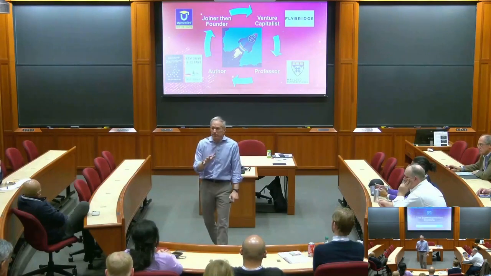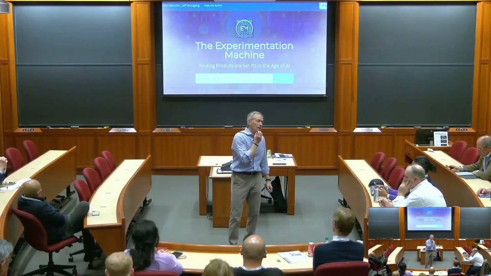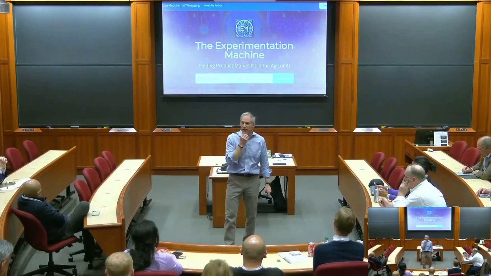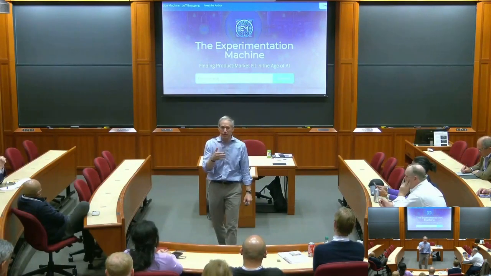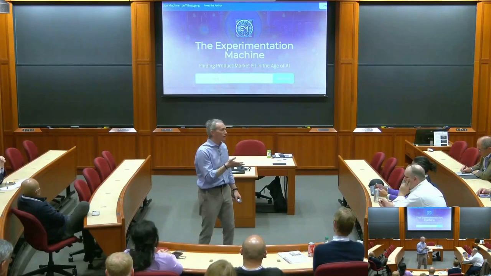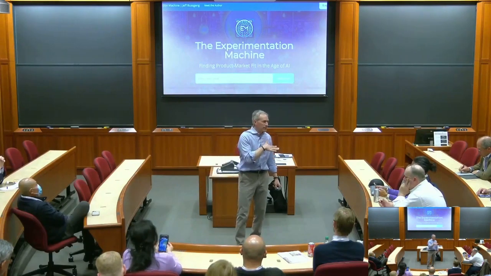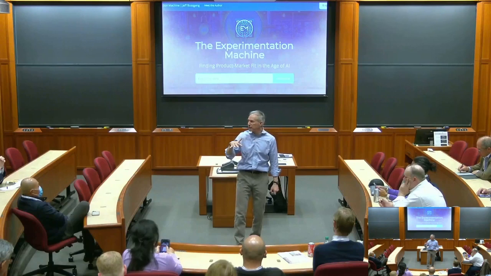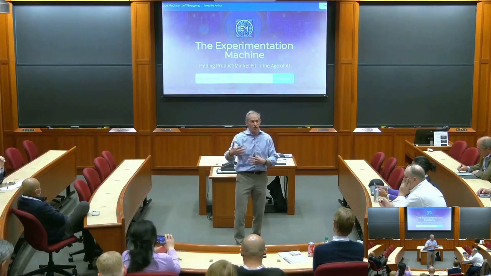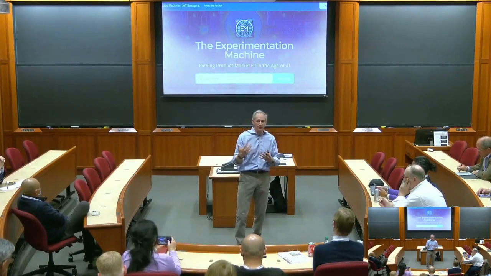I've written a couple books, and I'm actually in the middle of writing a third book about the impact of AI on product market fit. It's called The Experimentation Machine, Finding Product Market Fit in the Age of AI. And Ethan talked about it a little bit today, about this impact that AI is having on the tool set to be more efficient and effective as a founder.